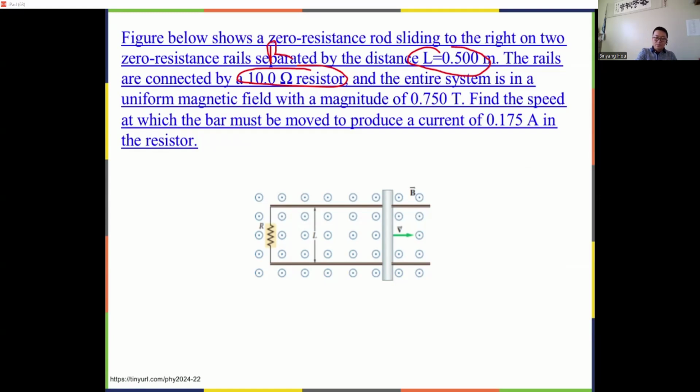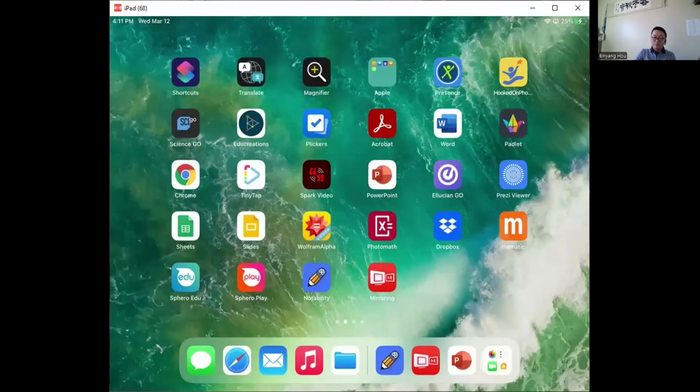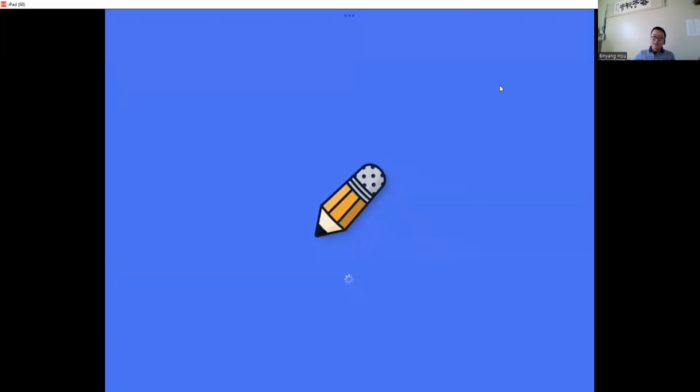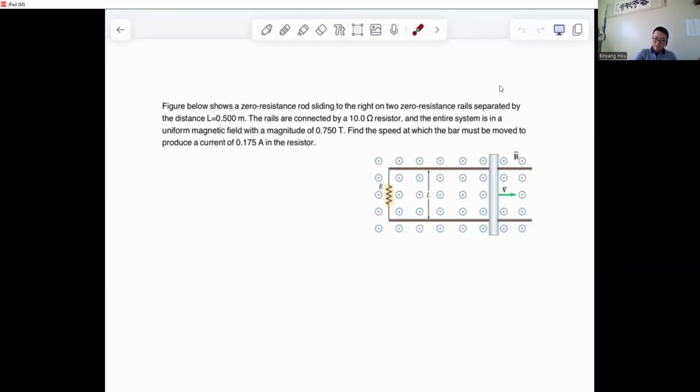It says the B field is 0.75, and the current produced. So the I produced should be epsilon over R. Then you can figure out epsilon, because you are given I and you are given R. It's finding the speed, so it's looking for V. All right, let me move to another app here for better writing with my stylus pen.